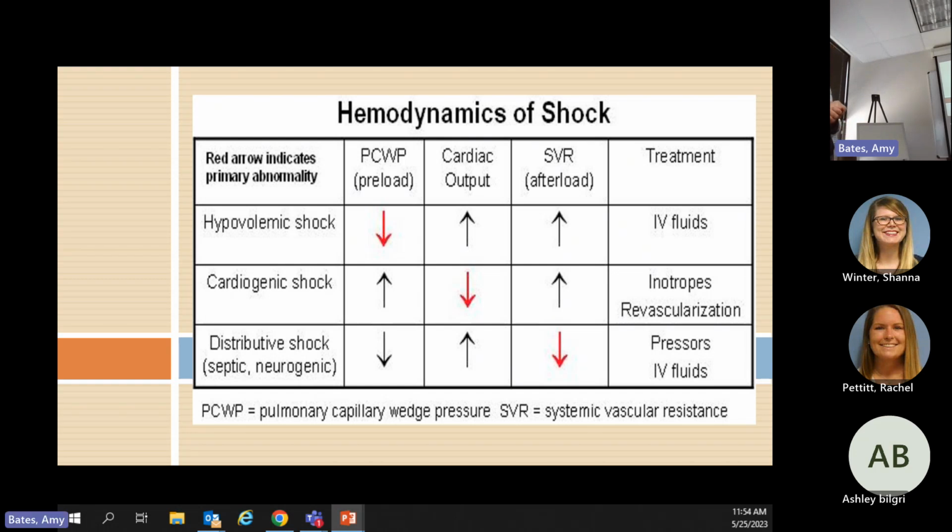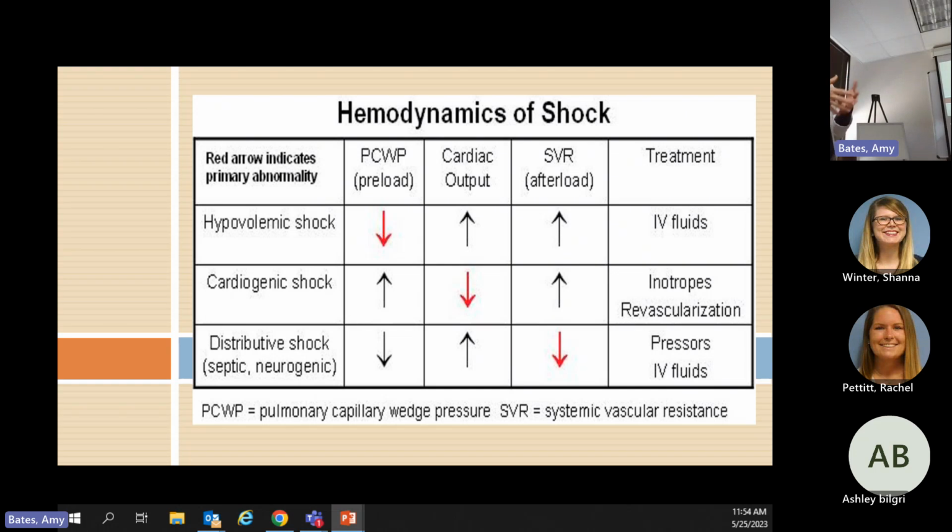In cardiogenic shock, your preload is high, and that's because the left ventricle is not working, or your right ventricle if you're in RV failure, but your preload is high because it's not pumping as well. So your cardiac output is low. Your afterload is high, again, with the resistance. You can do inotropes, or if you think there's a reason they are all of a sudden in cardiogenic shock, like an MI, then you can do revascularization and open up the lesion that may be causing the problem.